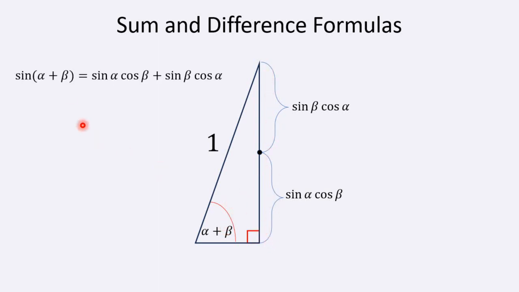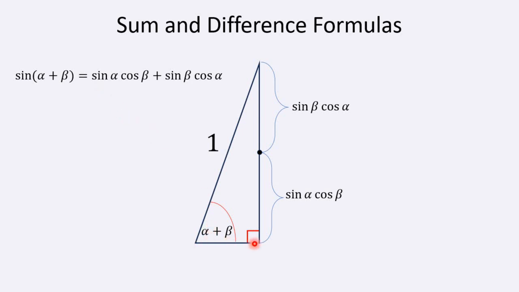So the sine of alpha plus beta is just sine alpha cosine beta, which is from here to here, or actually from here to here, plus sine beta cosine alpha, which is from here to here. So now I found a formula for the sine of the sum of two angles. Now let's try to find a formula for the cosine.